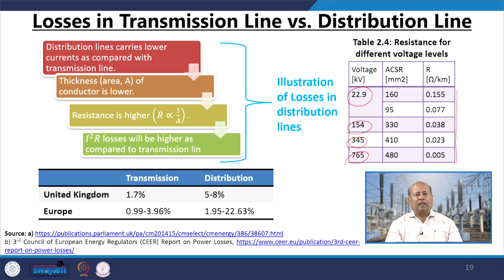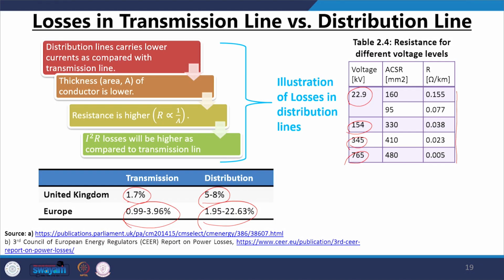Is it clear? Now let us see how different continents or zones of the world experience transmission loss and distribution loss. The United Kingdom, for example, experiences 1.7% transmission losses and 5 to 8% distribution losses. However, in Europe, you could see it is 1 to 4% transmission losses and approximately 2 to 20% distribution losses. Very, very interesting remarks. The distribution loss can go as high as 20%, my dear friends, and the transmission loss can go as high as 4 to 5%.